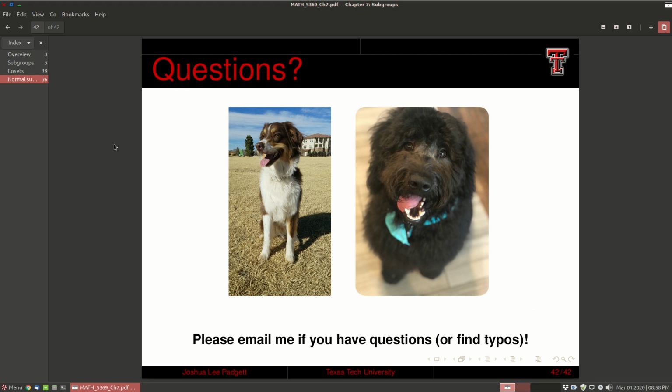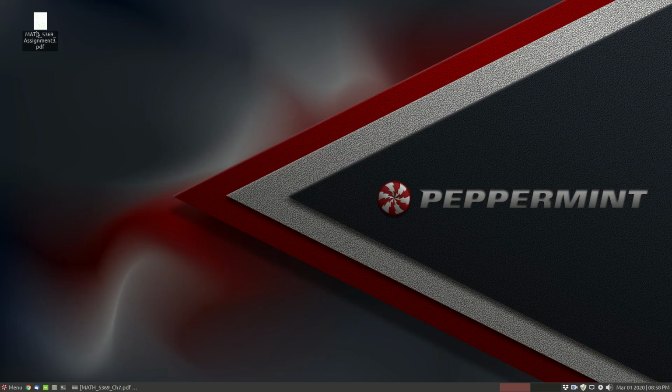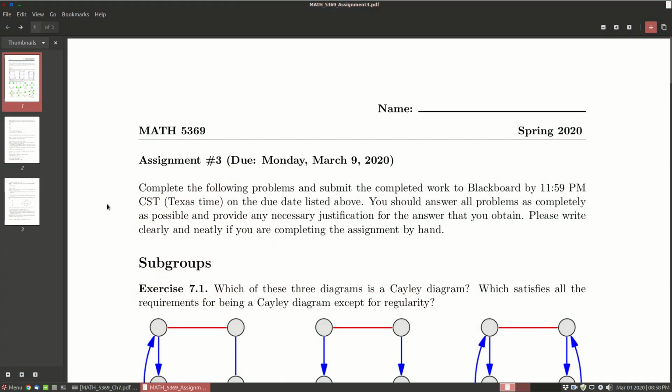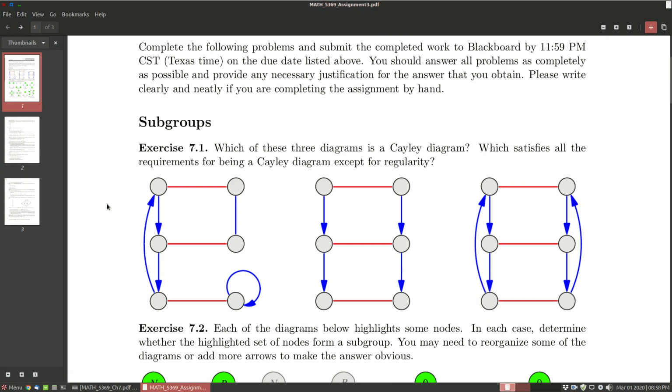So what I want to do now is the following. Looking at homework 3, let me go through and talk you through what needs to happen, what you need to do on each one so that it's clear. So in exercise 7.1, which of these three diagrams is a Cayley diagram, and which satisfies all the properties of being a Cayley diagram except for regularity?